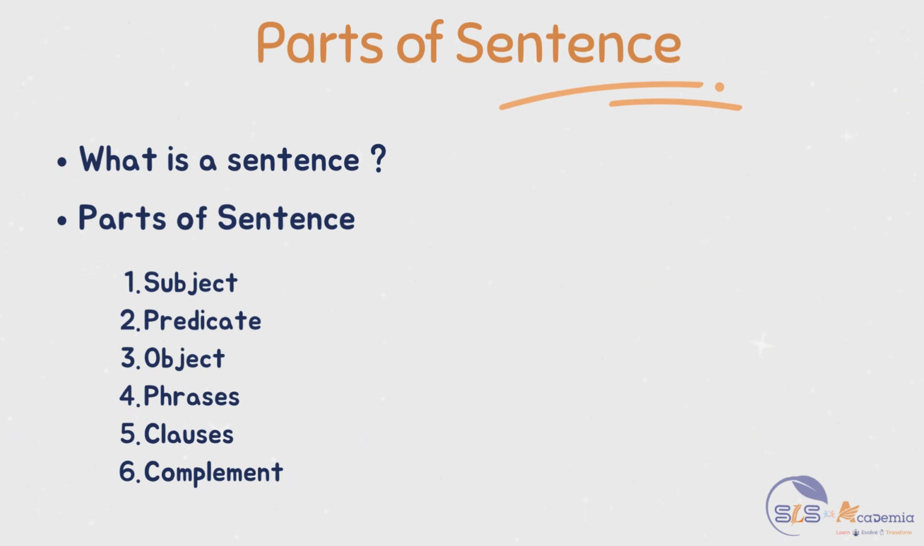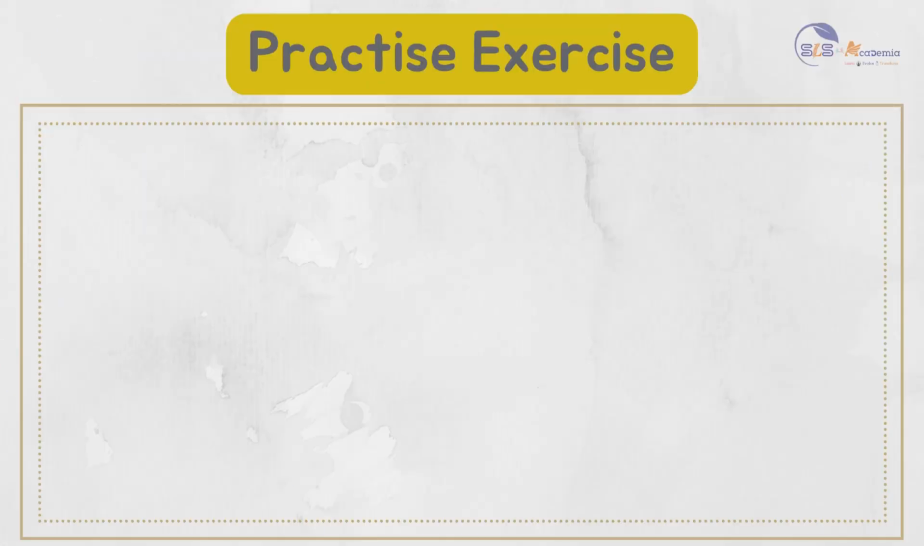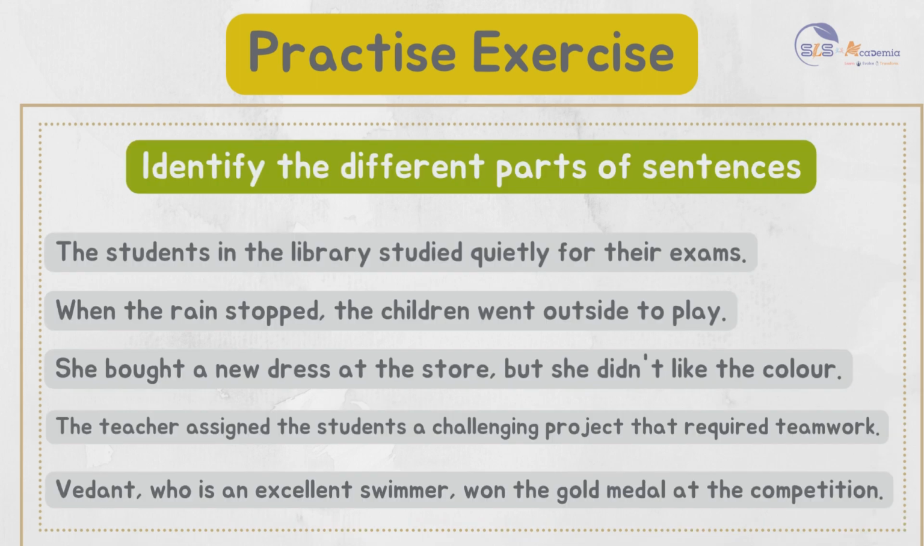Now that we have learned about the different parts of sentence, let's put your understanding to the test with these practice exercise. Here are 5 sentences for you. For each of the following sentence, identify the subject, predicate, and any direct objects, indirect objects, phrases or clauses present. You can pause the video here and try to answer them. You can get the answers in the material given below.